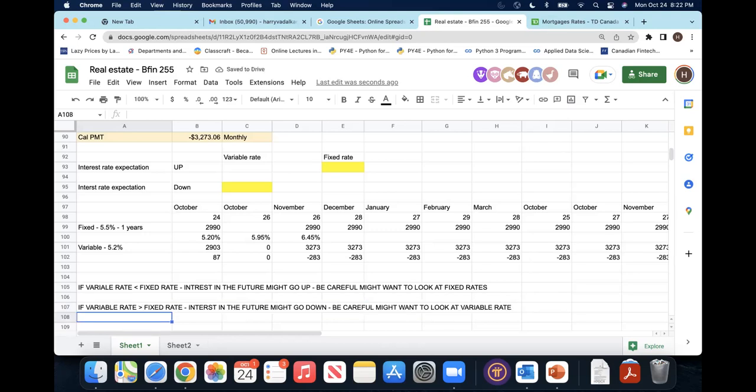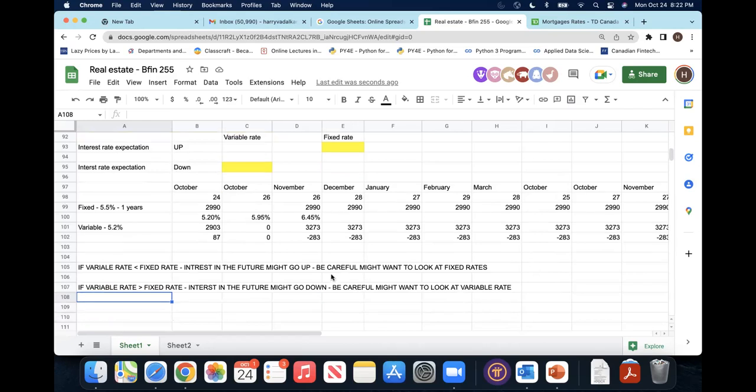So make a note of these two statements when you take on mortgages, which you probably will, and follow this strategy. Any questions?